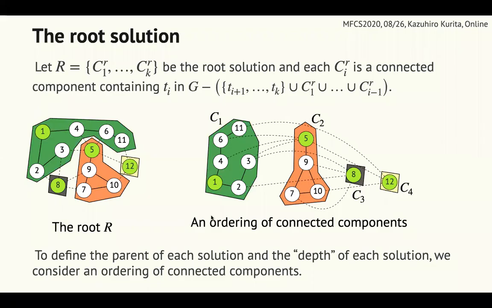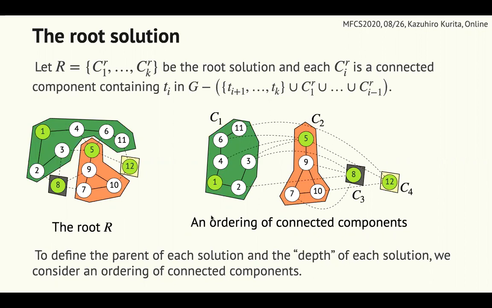We define the root solution R as follows. We consider graph G minus T2 to Tk. In this graph, there is a connected component containing T1. We adopt this connected component as C1 in R. We recursively repeat this procedure and we will define the obtained partition as R. In this graph, R is this partition.